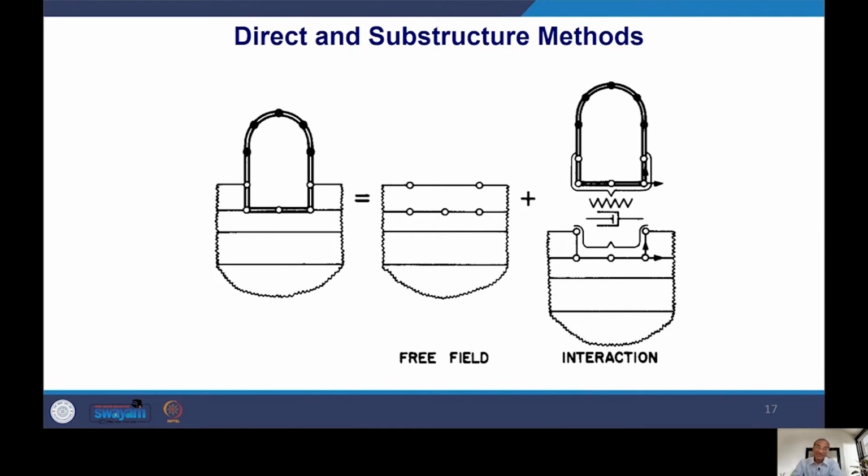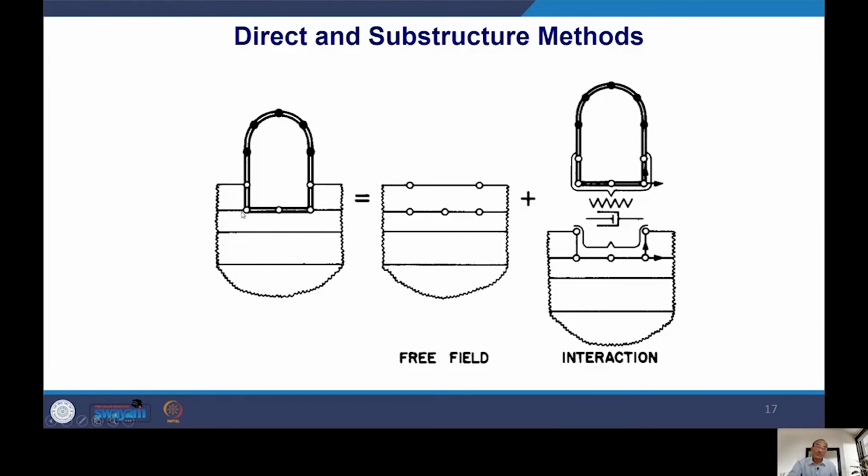So what is done here in this method? This is broken in two parts. One is called free field, with the circles where later on this structure is embedded, and you have another part here which is a combination of that structure only. Here I would like to emphasize that there are two types of nodes which you could see.